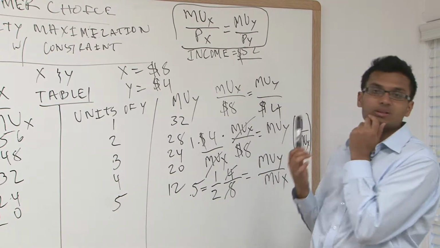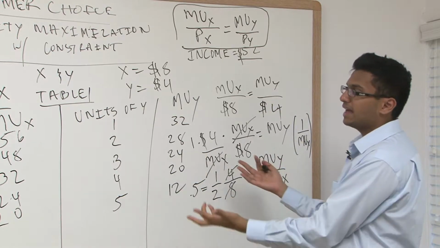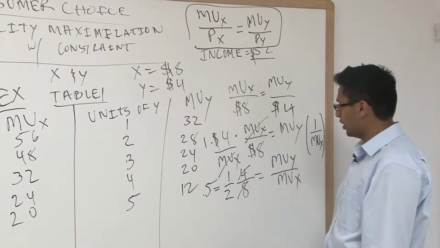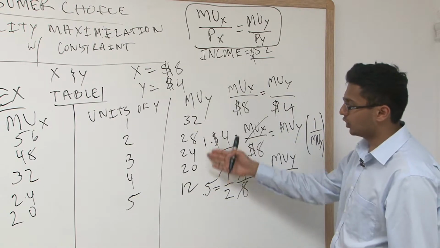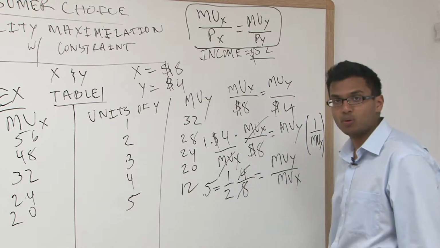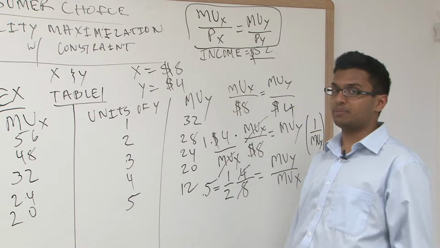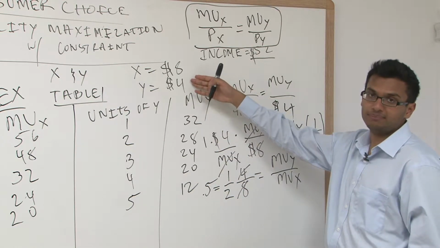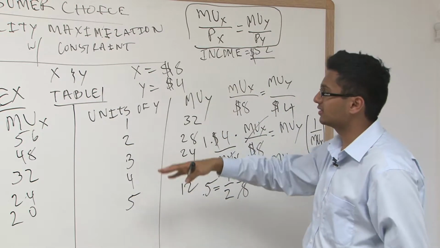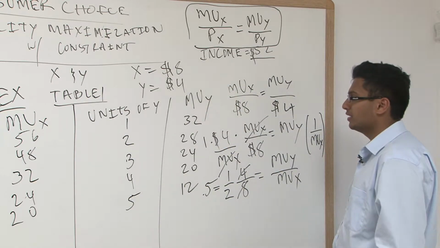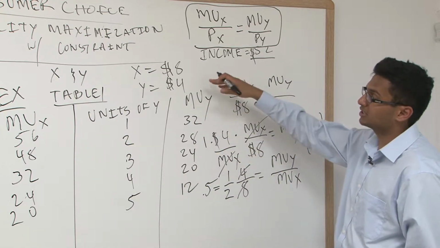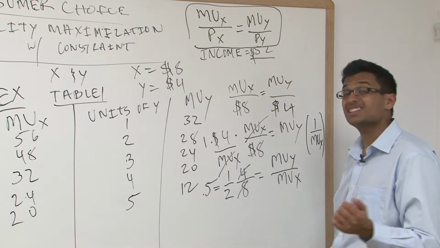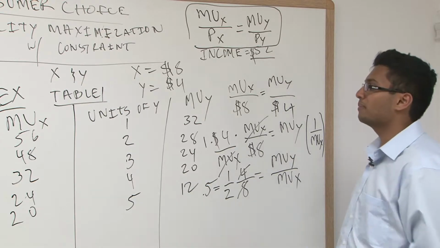So what we simply have to do, looking at this table right here, is see where MUY over MUX equals 0.5. The other tricky part is the amount of money that you spend: units of X times the price of X, plus units of Y times the price of Y, should be equivalent to $52, because that's our budget. And this is how we maximize it.